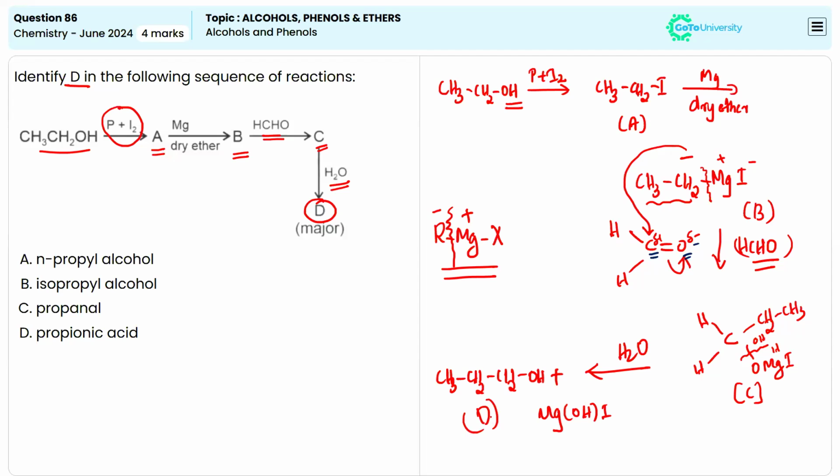Okay. So if you check the answer, we can see the correct answer will be propanol, that is N-propyl alcohol. Option A. Propanol means N-propyl alcohol only. Okay. So the product is N-propyl alcohol or propanol.